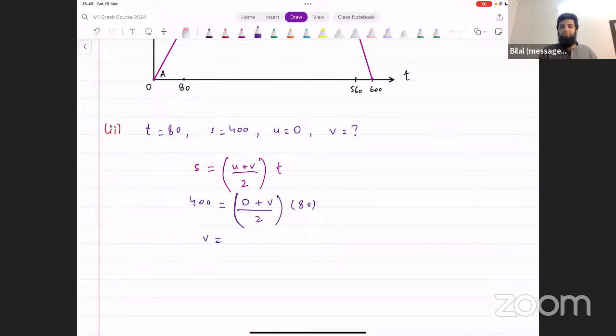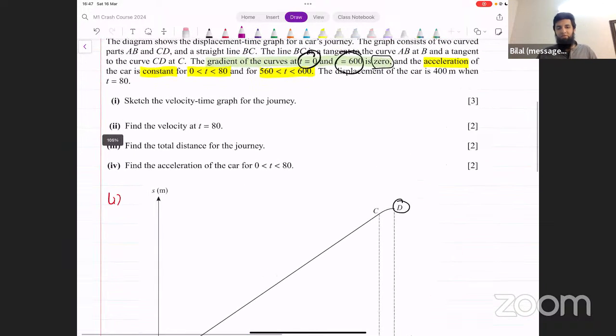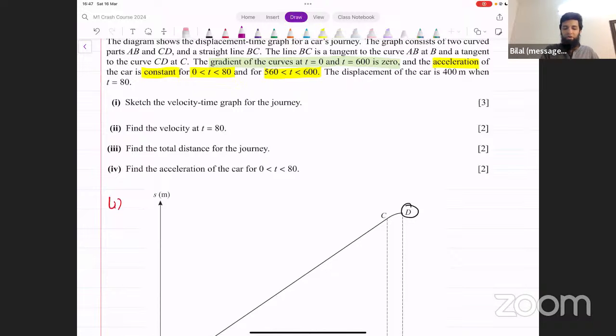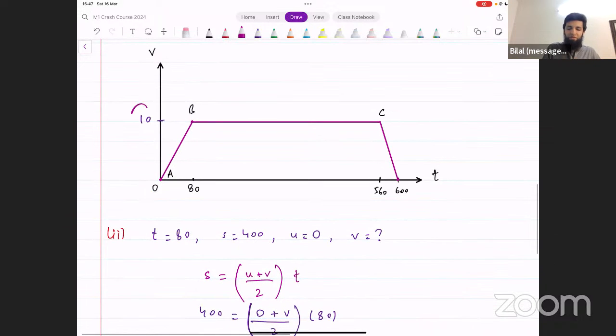What's the value of V that we get from this? 10. 10 meters per second, that's the value of V that we were looking for. That means this point here is going to be 10. Now it was not necessary to mark that point in the previous part. For sketching a graph, you just need the information that you already have until that point. But now that you know the value of V, you can represent it on the graph as well. This point was supposed to be 10.